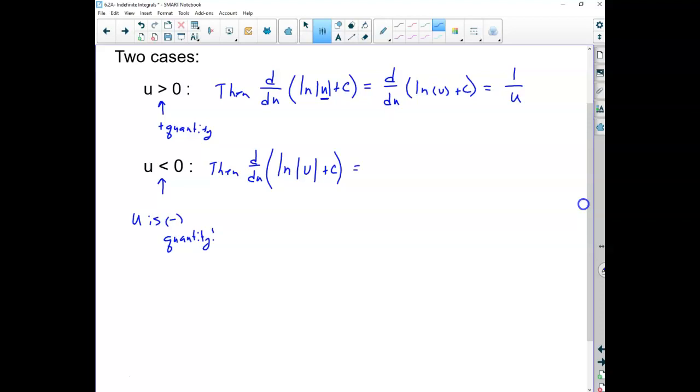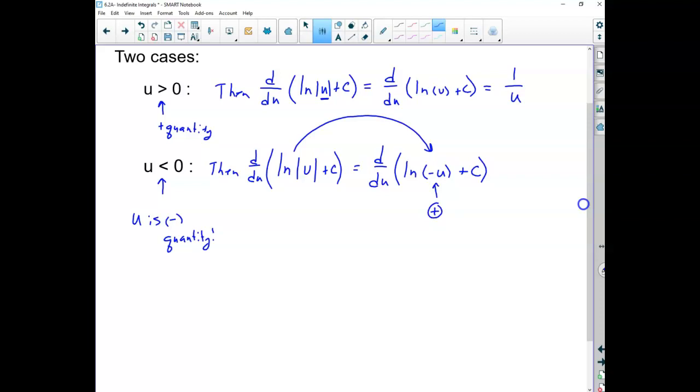So I can think of this as the derivative of the ln of the opposite of u, because the opposite of a negative is a positive, right? What's coming out of that absolute value is the opposite of u. When I plug a negative quantity in here, it's going to turn it positive. The opposite of a negative is a positive.